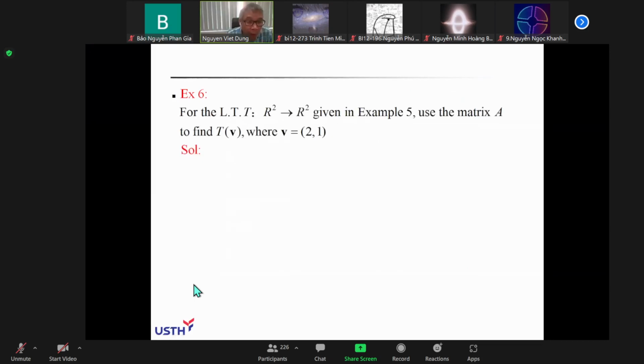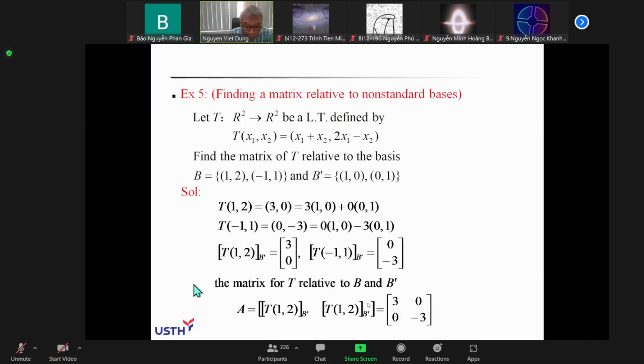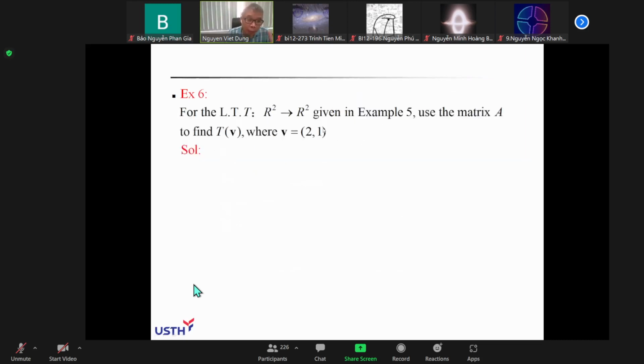And next, we continue that. In the previous step, we got the matrix A already. That is the matrix of T relative to the bases B and B prime. Now, the example here requires you to find T of V. Suppose that V is given with a coordinate like that. Then what do we need to do? V has coordinate (2, 1) here. But the first step, we need to write the coordinate of V according to the basis B.